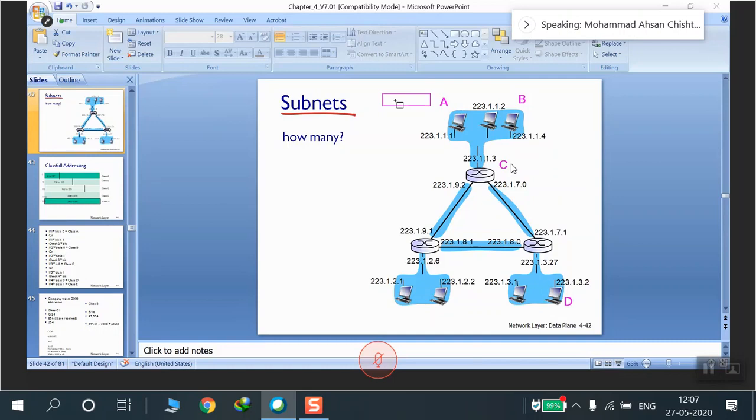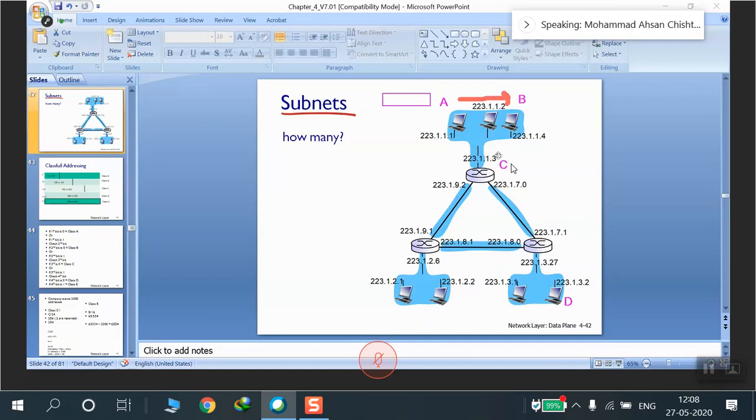There are two scenarios that come into being here. One is A sending to B, another scenario is A sending to D. Let's take the first scenario, A sending to B. Now this packet is to be sent to B, which has IP address 223.1.1.4. Try to understand here.